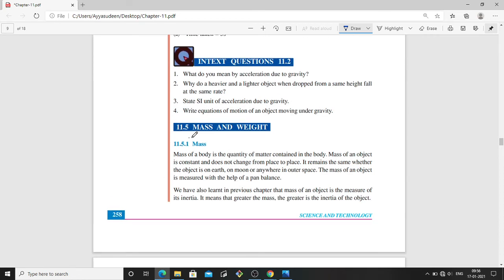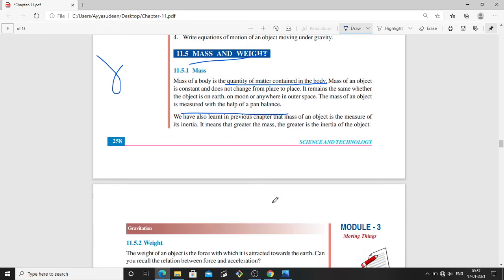And the next is mass and weight. So the mass of a body is the quantity of matter contained in the body. The mass of an object is constant and it does not change from place to place. So there is a difference between mass and weight. The mass of an object is measured with the help of a pan balance. And we also learned in the previous chapters that mass of an object is the measure of inertia.